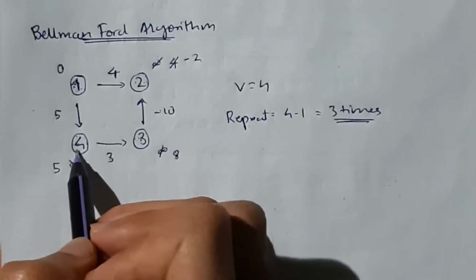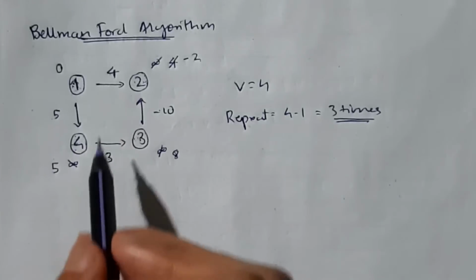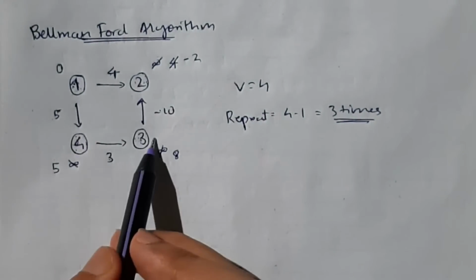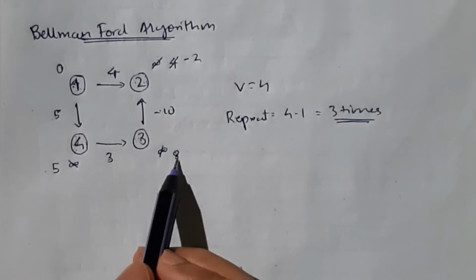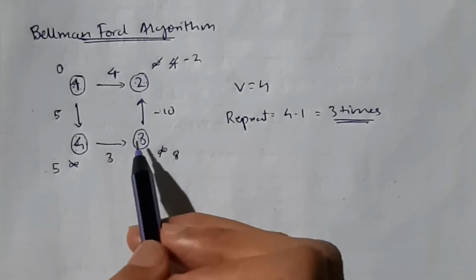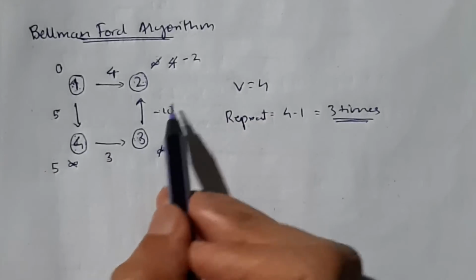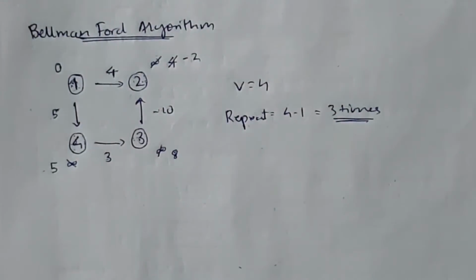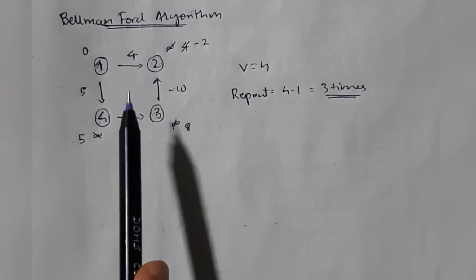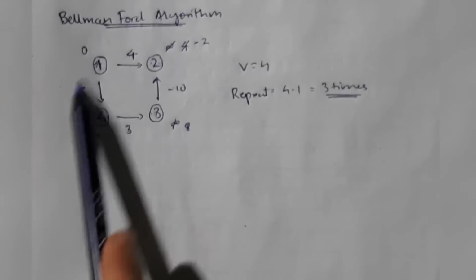From 1 to 5, from 1 to 4 it is through 5, so it will be the same. From 4 to 3 it is 5 plus 3, which is 8, that will also be the same. And from 3 to 2 it is 8 minus 10, which is minus 2, this will also be the same. So as we can observe, the changes have stopped happening, so that means this is the shortest path.